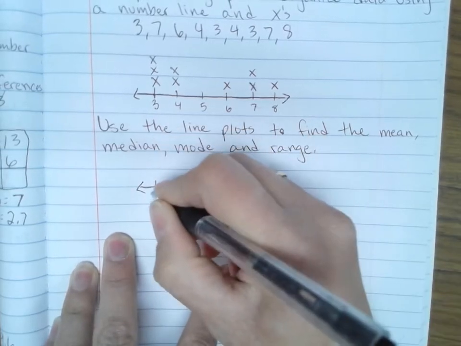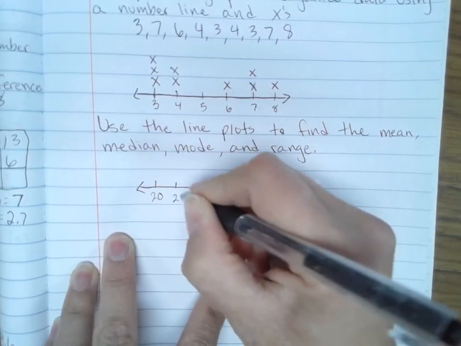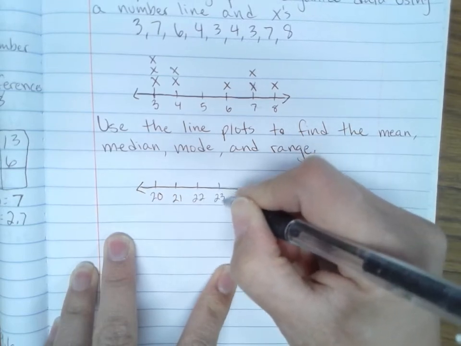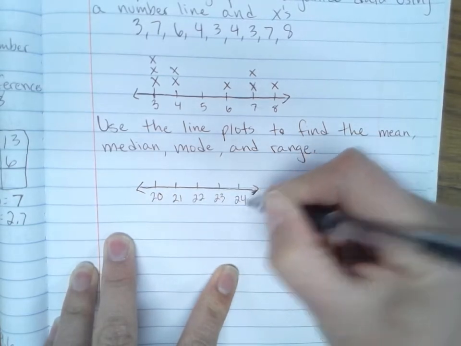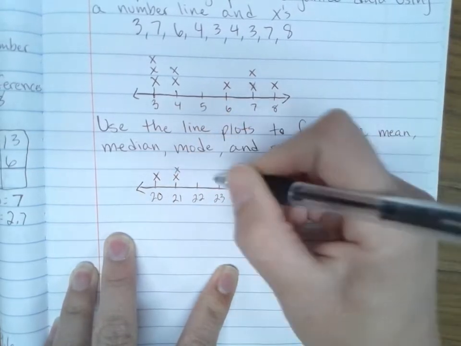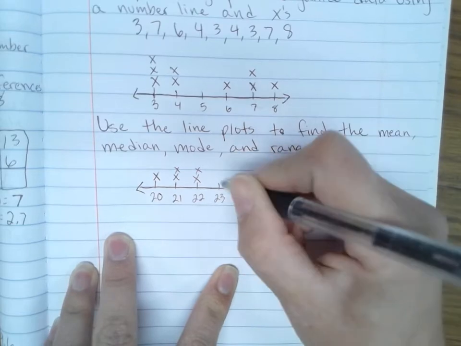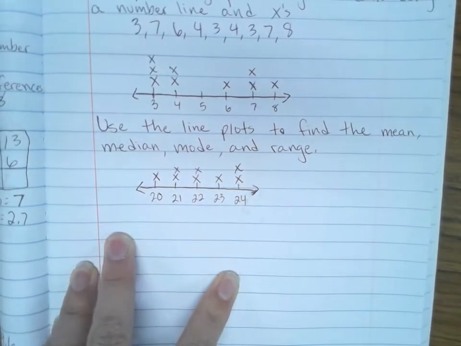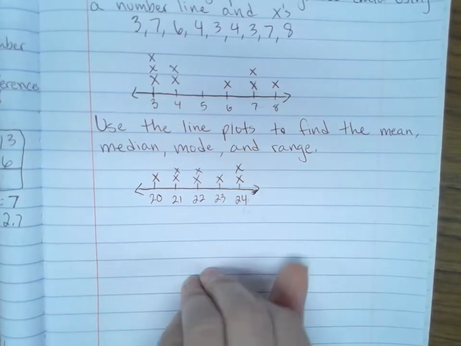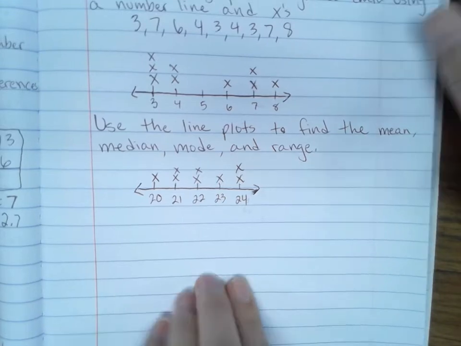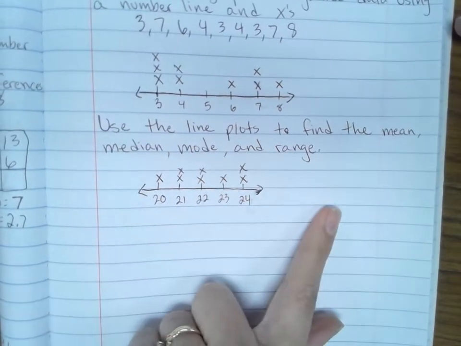Okay, I want you to write 20, 21, 22, 23, 24. I want 1 x above the 20, 2 above 21, 2 above 22, 1 above 23, and 2 above 24. Okay, if this is your data set, to find the mean, median, mode, and range, mode and range are really easy on this one.